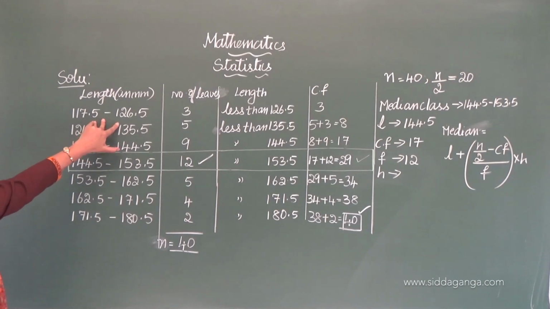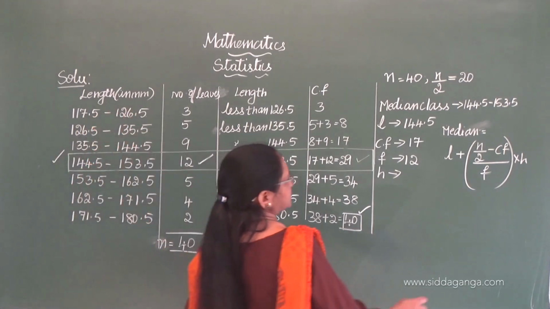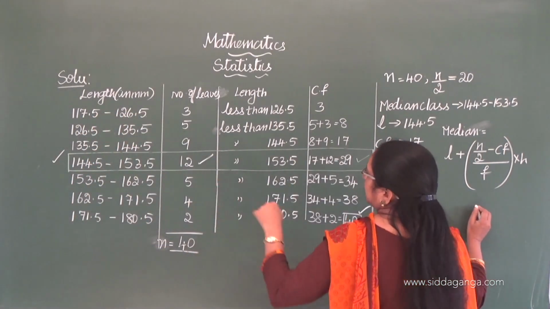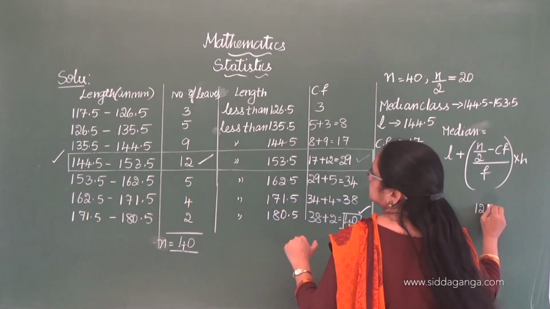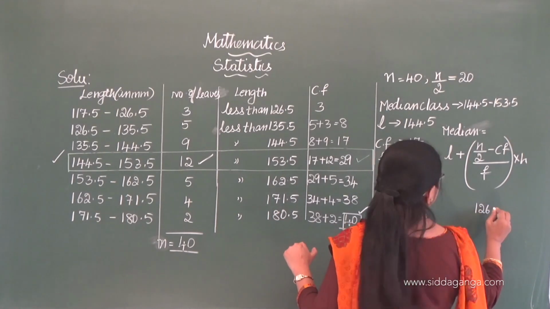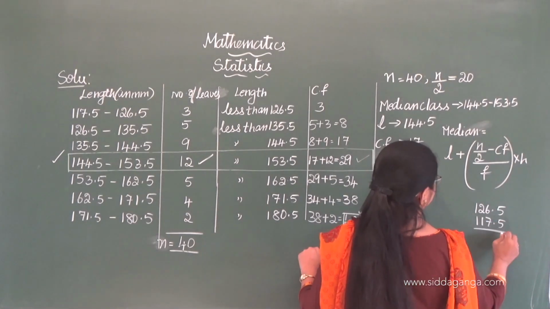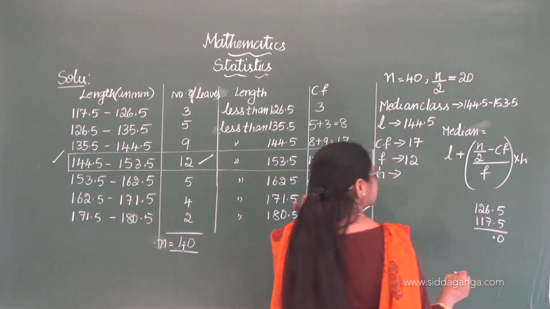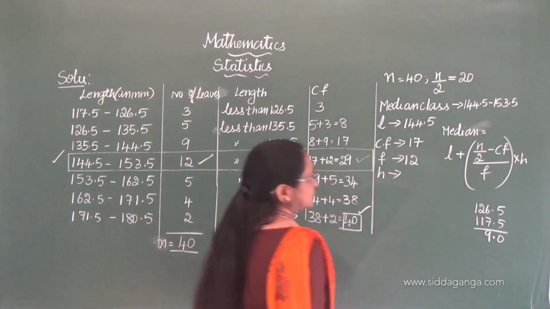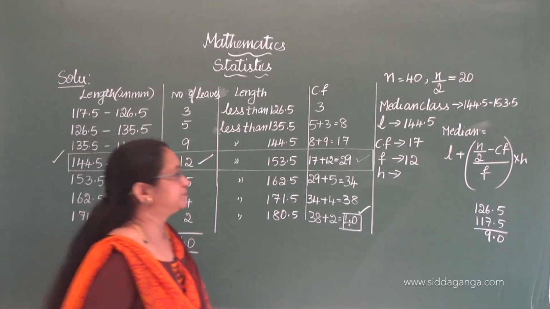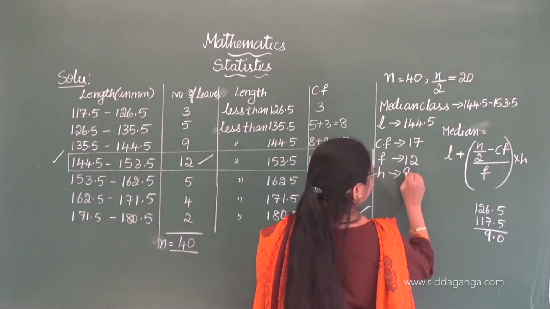So, L is how much? 144.5, cumulative frequency is 17 and frequency is 12, and H, what is H here? You can find out from this. So, I will do it here: 126.5 minus 117.5 is 9, correct? So, here H is 9.